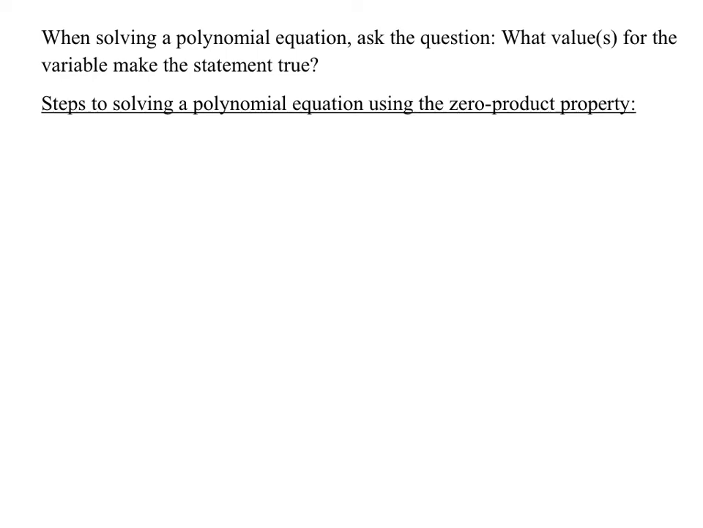All right, so I'm going to go through some steps to solve a polynomial equation using what's called the zero product property. Okay, the zero product. So the first step, you should jot this down. The first step is going to be to move all terms to one side of the equation.